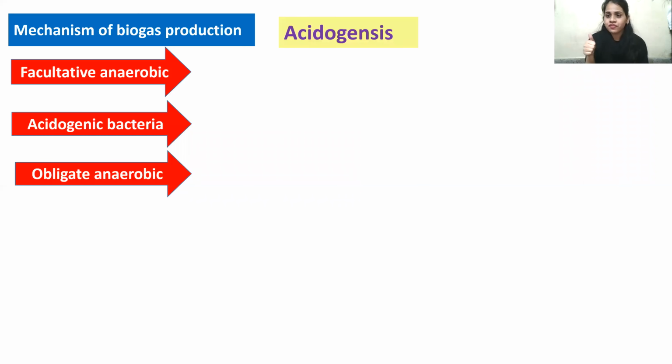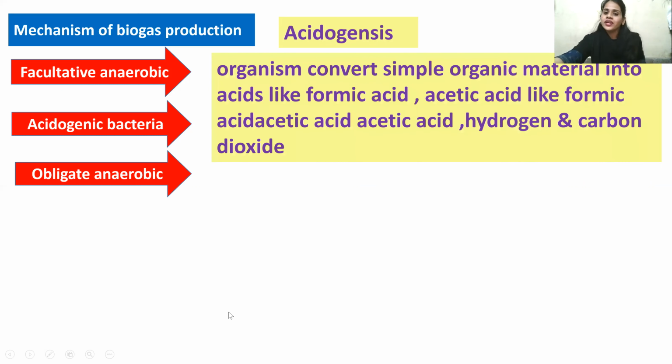The first is facultative anaerobic, the second is acidogenic bacteria, the third is obligate anaerobic. So difficult names, ma'am, right? These are the names which you might be finding difficult, but let us see what these are. These are the organisms which will convert your simple organic matter into formic acid, acetic acid, hydrogen and carbon dioxide.